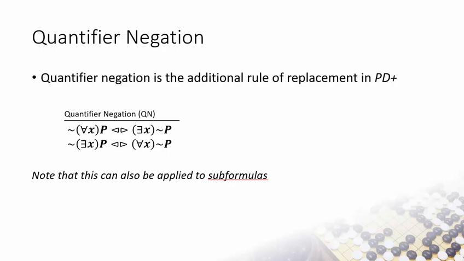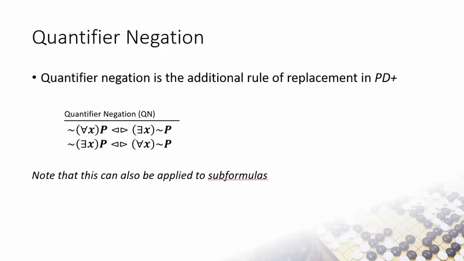It's actually very simple, and it's very simple to remember, just merely knowing that moving that negation changes the quantifier, and that you can apply this to subformulas as well. So you can do it anywhere, even within a particular formula. You just have to be careful about scope. Be careful about your parentheses.